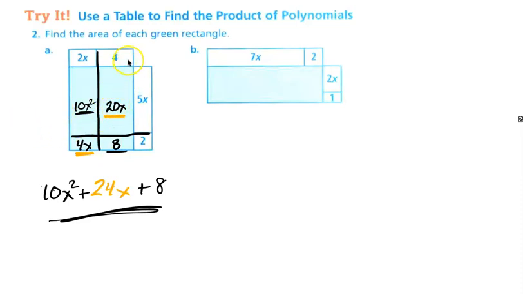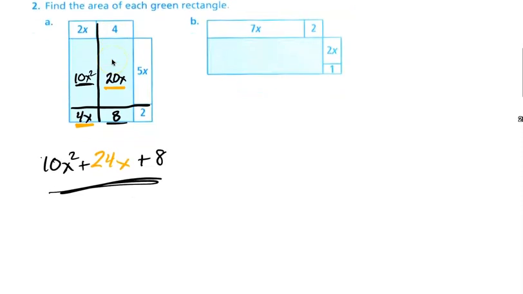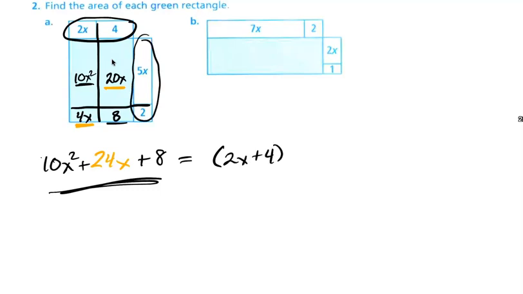And if you notice, in this case, what we did was we multiplied this one here, which is 2x plus 4, times this one here, 5x plus 2. We multiplied a binomial times a binomial, and we got this. We got a trinomial.